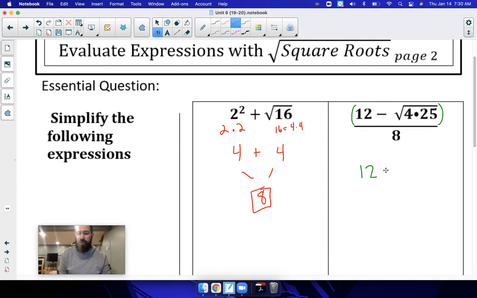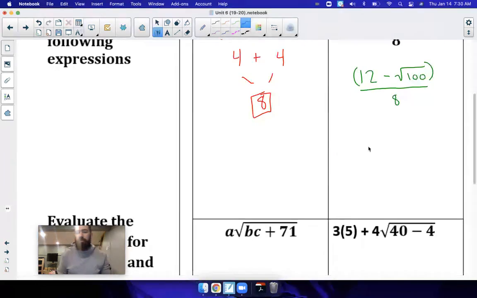Can't do anything with the 12 yet. Minus, we've got to do the square root of, well, what's 4 times 25? 4 times 25 is 100. We want to divide this whole thing by 8. 12 minus the square root of 100. Well, that's our next step. 12 minus the square root of 100, which is 10, and we want to divide that by 8.